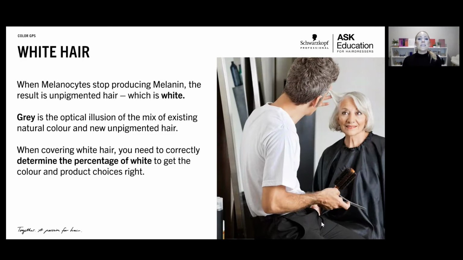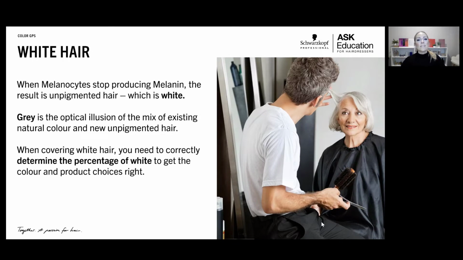Now, if someone has white hair, then this is basically melanin has stopped producing, so ceased to produce. We're not getting any more pigment through that root bulb, and the hair becomes white, not gray. So often we hear, oh, gray hair, but gray hair is actually just the look of natural and white combined that makes it look gray. But the hair itself is colorless.